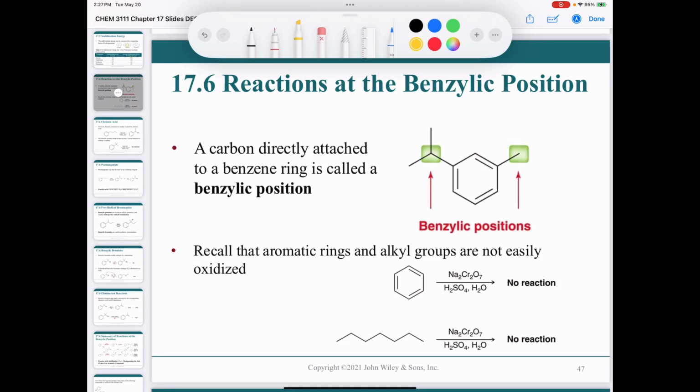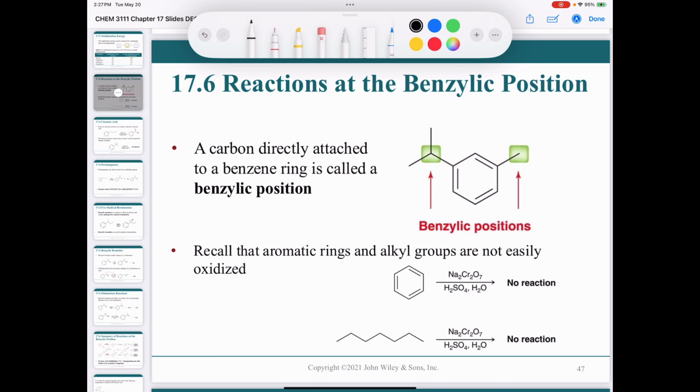Earlier on in organic chemistry, you would have learned what an allylic and a vinylic position is. And we're going to talk about a benzylic position in this video. If you're wondering what a benzylic position is, well, a carbon that's directly attached to a benzene ring, we call those carbons a benzylic position.